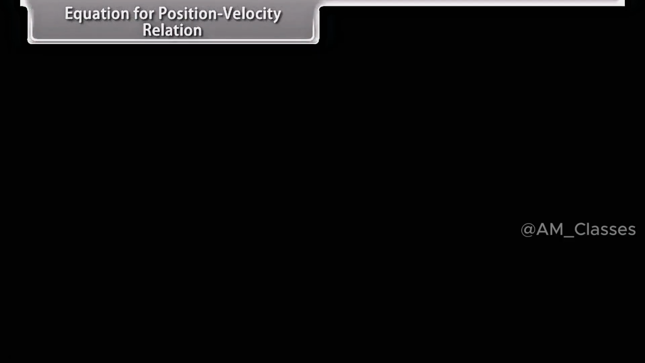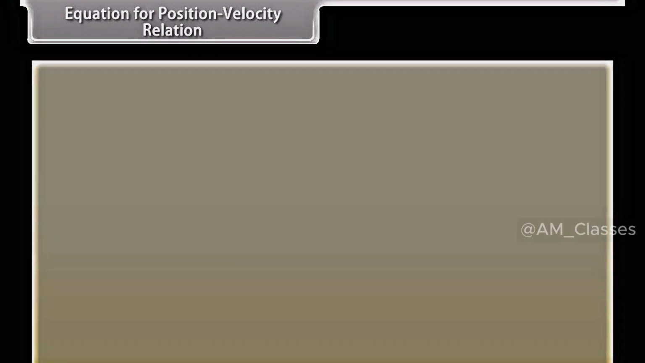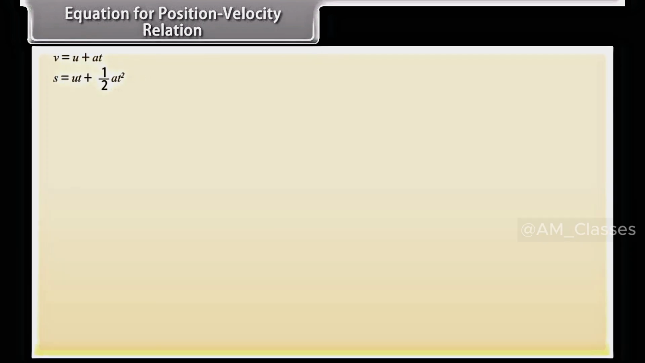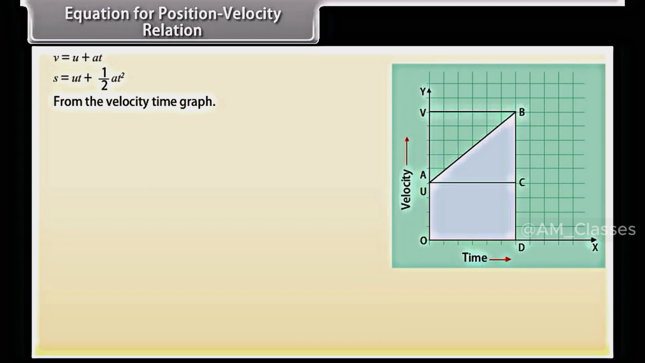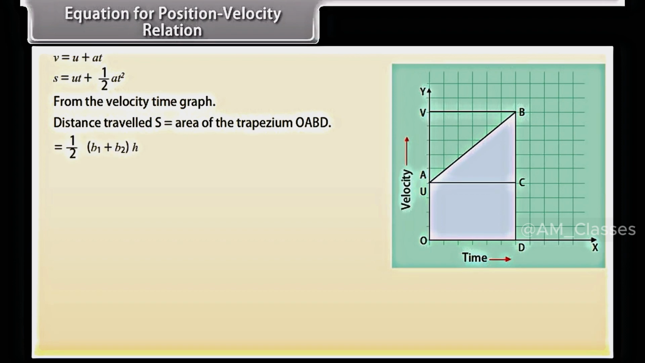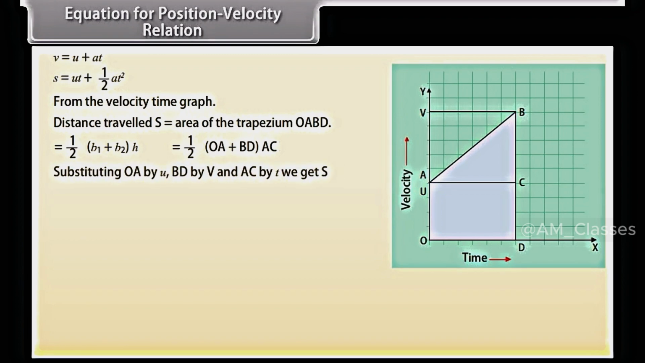Equation for position-velocity relation. The third equation will be obtained from these two equations. From the velocity-time graph, distance traveled s is equal to the area of trapezium OABD. This is 1 upon 2 into (b1 plus b2) into h, which is equal to 1 upon 2 into (OA plus BD) into AC. Substituting OA by u, BD by v, and AC by t, we get s is equal to 1 upon 2 into (u plus v) into t, equation 1.